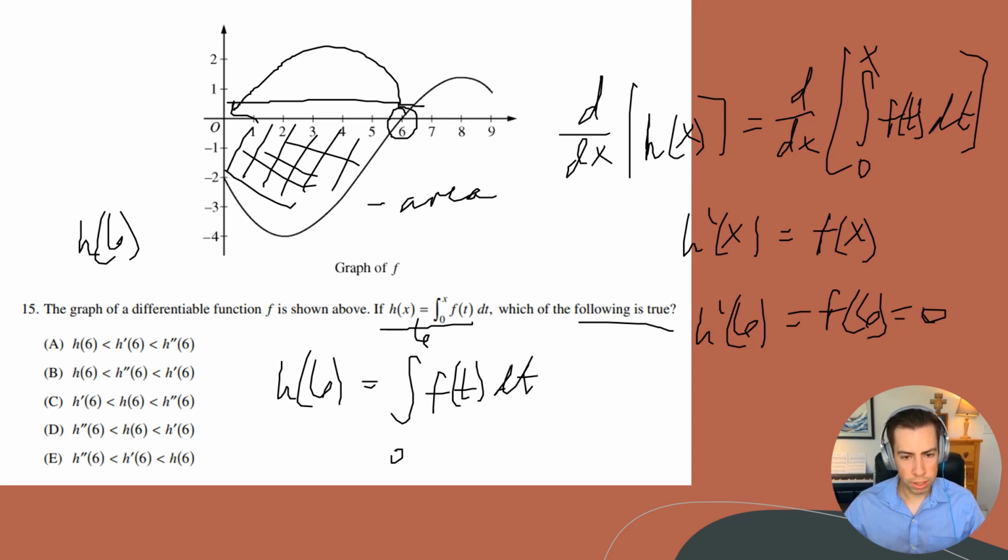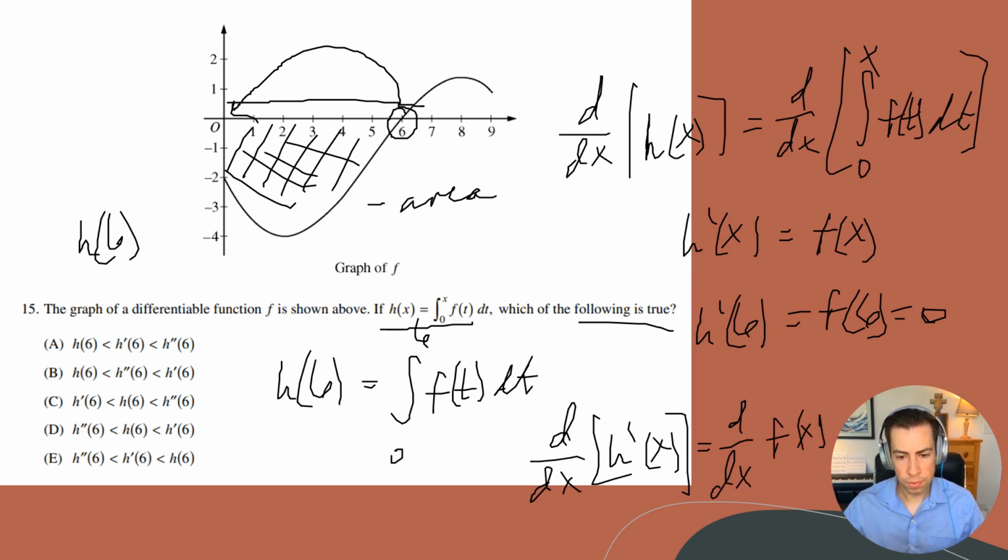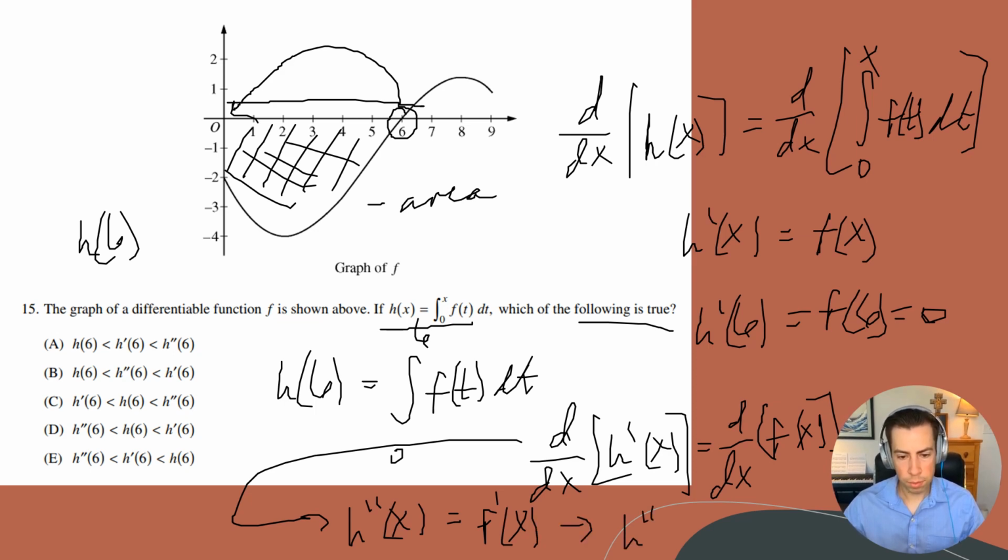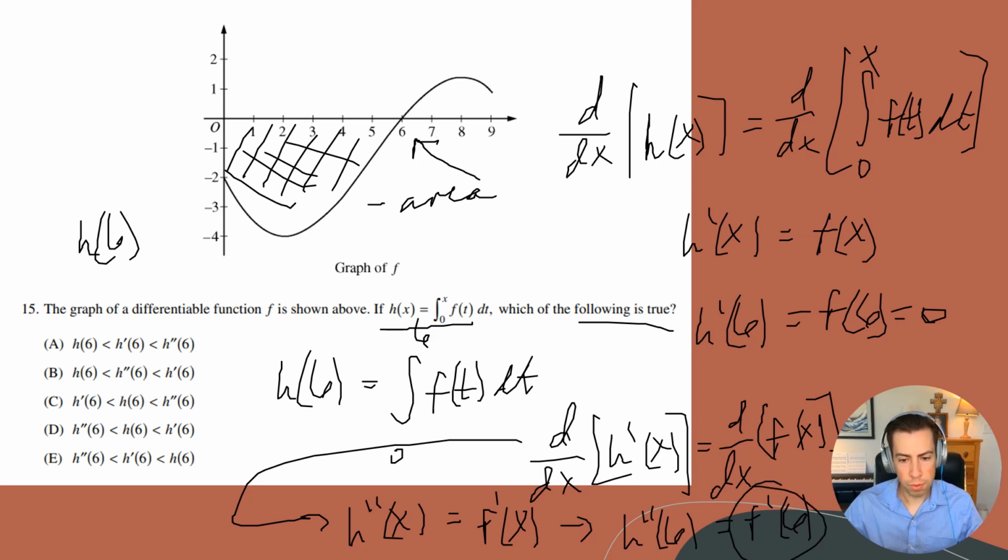Okay, so the last thing I want is to figure out the second derivative. So if I take the derivative of my first derivative, so I take the derivative of both sides, I will end up with h double prime of x equals f prime of x. And then if I want to plug in 6, I just have h double prime of 6 equals f prime of 6. Now let me go to 6 and see what that's going to look like. So 6 is located right here. And if I want f prime, I want the derivative, or the instantaneous rate of change, aka the slope. So if I look at the slope here, I will see that it is a positive slope.